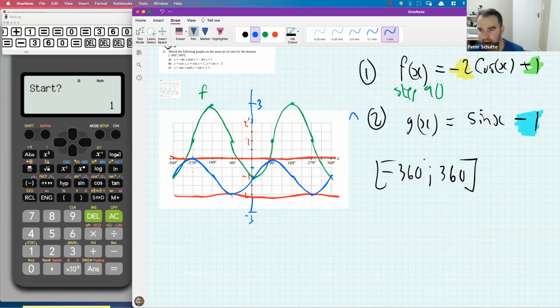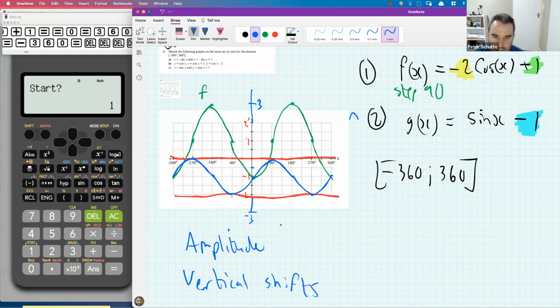All right, we've done quite a lot tonight. I'm going to stop there for now. The focus tonight was on amplitude changes and vertical shifts. Using our calculators, we can see that the amplitude is stretching the graph up or down, and the vertical shift is simply moving it up or down by a certain amount.